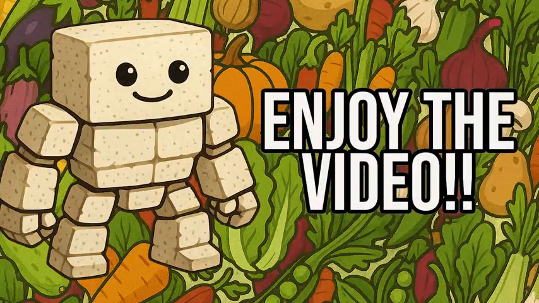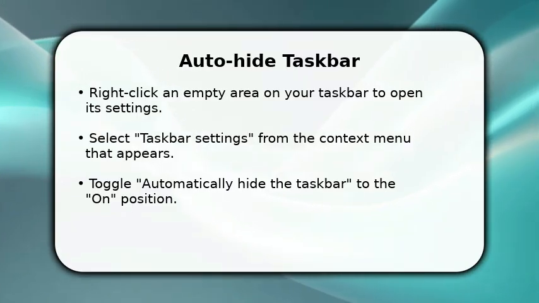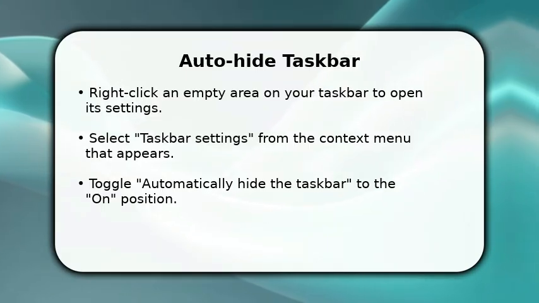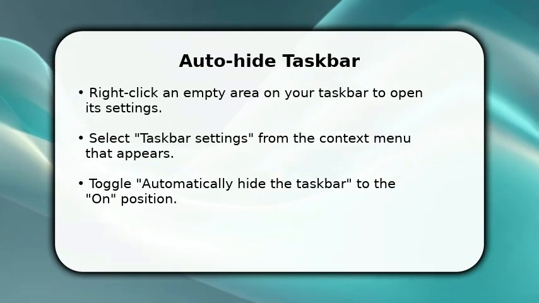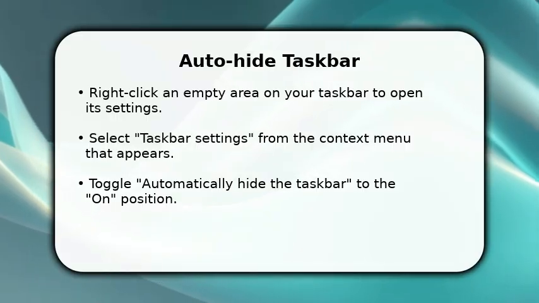Please enjoy the video. In this video, I will show how to hide the taskbar. First, right-click on an empty space on your Windows 11 taskbar. A context menu will appear. Select Taskbar Settings from this list. In the Settings window, locate the option labeled Automatically Hide the Taskbar.